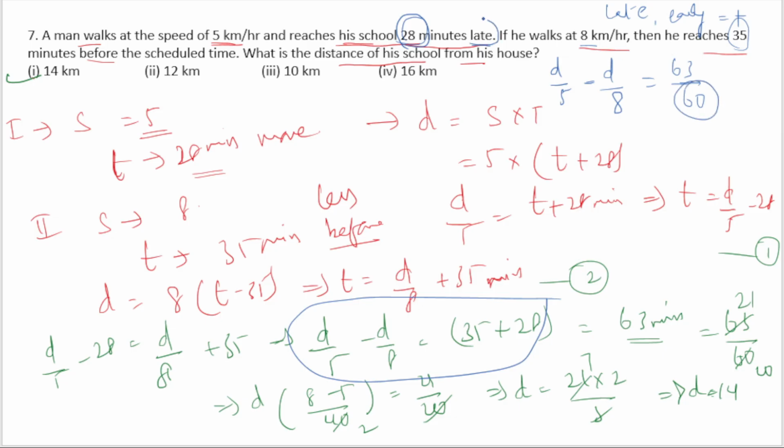And if in the question it is late and late, we have to subtract. And if it is early and early, we have to subtract then also. But if it is late and early, then we have to add this. I hope you are able to understand what I am trying to tell.